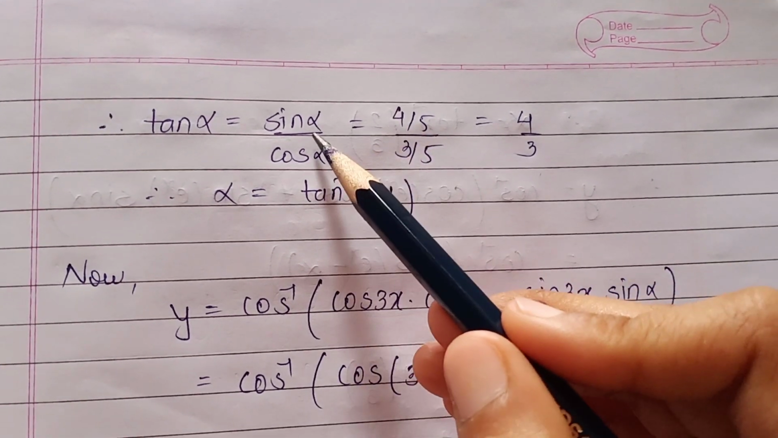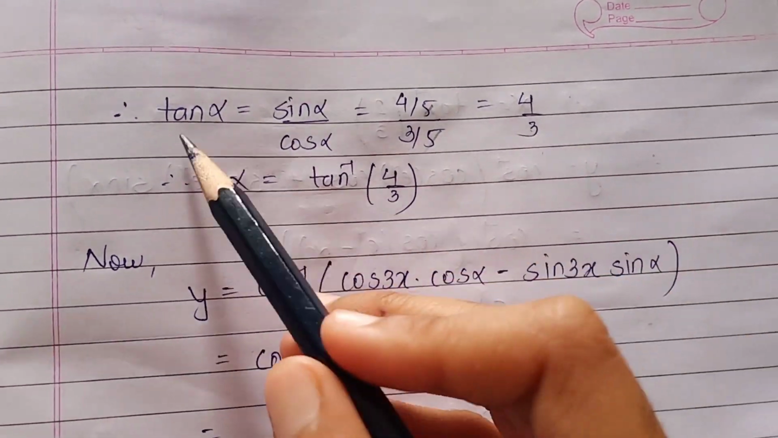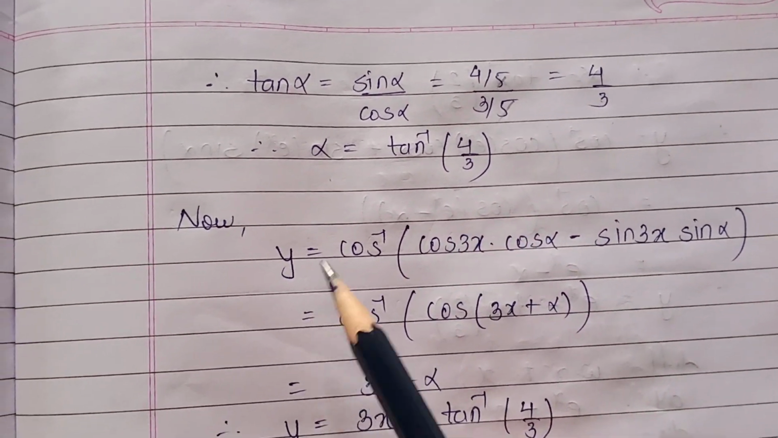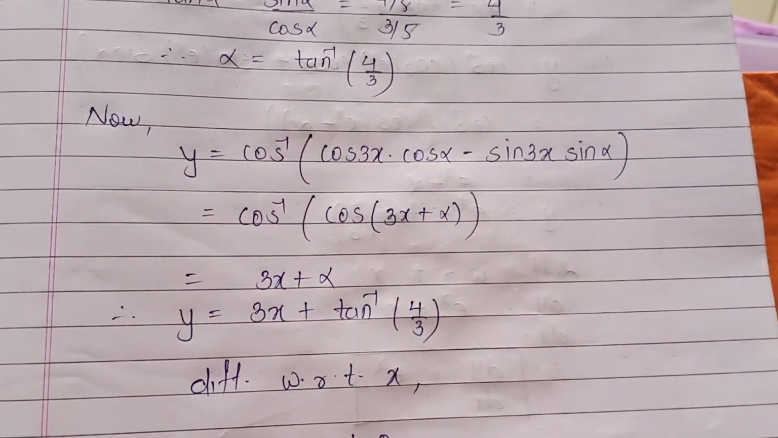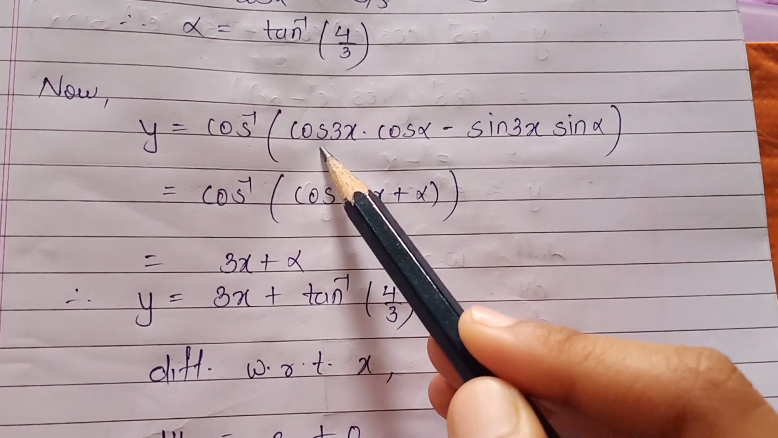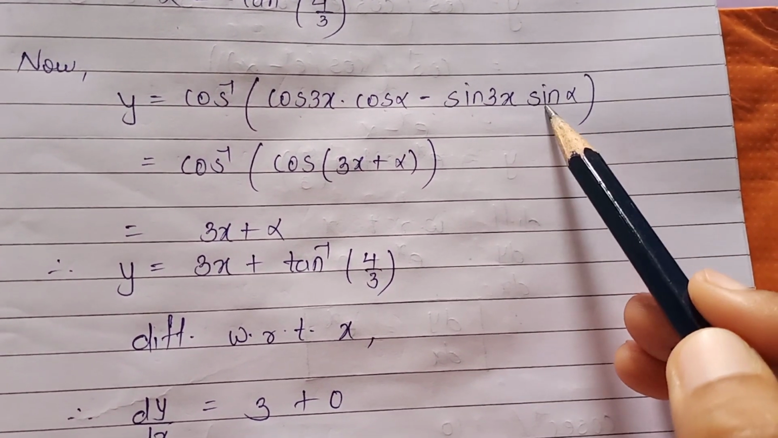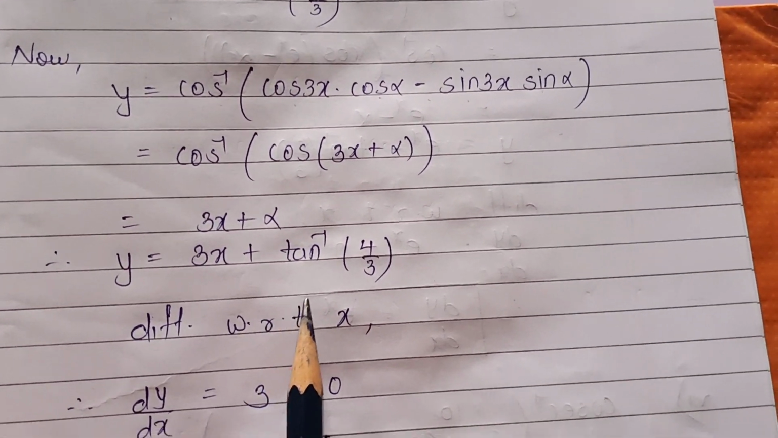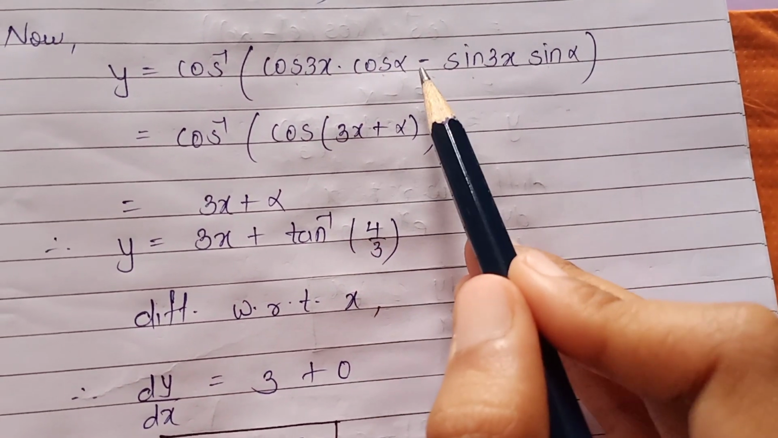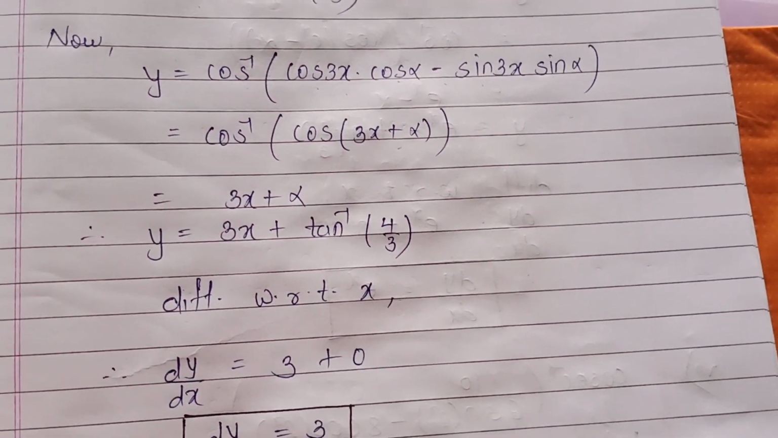Now we have to find tan alpha. After writing the sin alpha and cos alpha values, we'll get 4 upon 3 as tan alpha. Means alpha is equal to tan inverse of 4 by 3. Now write your y along with the considered terms. So y is equal to cos inverse of cos 3x into cos alpha minus sin 3x into sin alpha. This is the formula of cos of 3x as it is, minus, so it will be the formula of cos of 3x plus alpha.